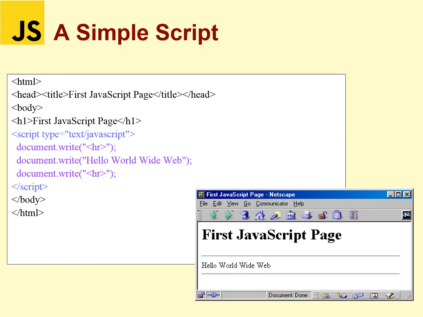Now we can see a simple example. This is a simple script. Here an HTML document is started with the HTML tag, head tag, and the title specifies the title of the web page. Here the title is first JavaScript page. Then the title tag and head tag are closed. In the body part, an H1 tag is opened with content first JavaScript page, and H1 is closed.